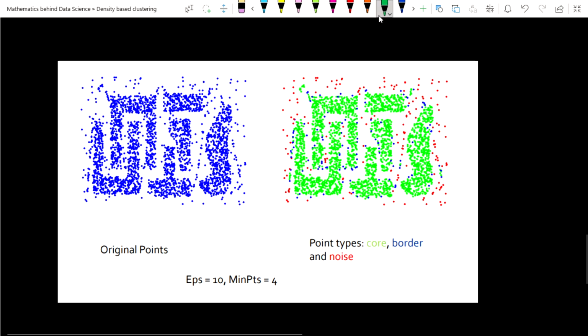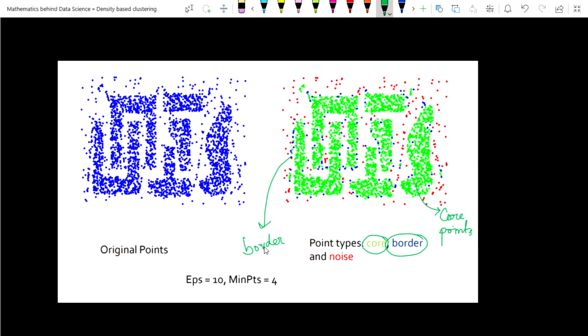Just see this. The green points are the core points. And the blue color points are the border points. And the red color points are the noise points. I think you got the idea.